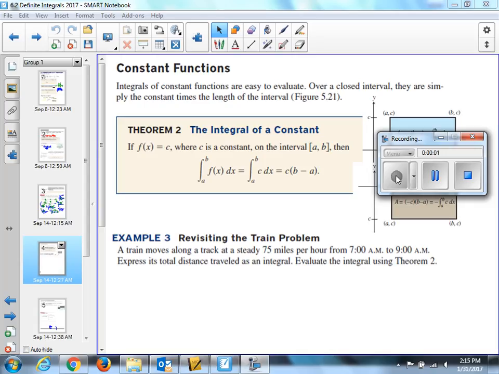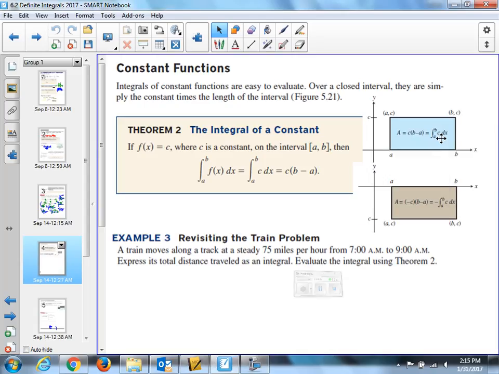AP Calc, 6.2 definite integrals, part 2. Let's go. Constant functions. Straight lines. Integrals of constant functions are easy to evaluate. Over a closed interval, they're simply the constant times the length of the interval.